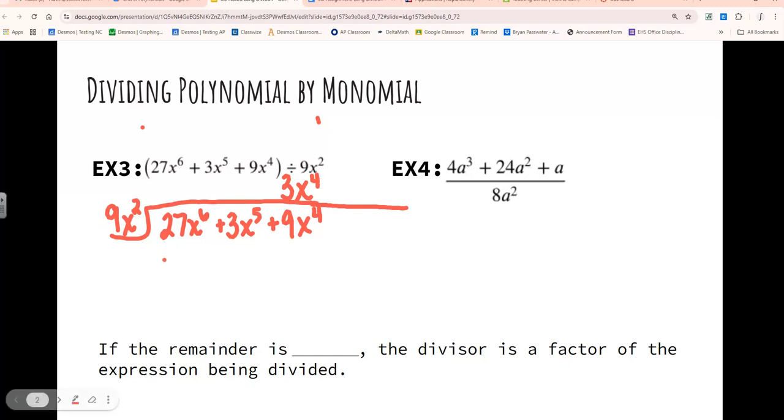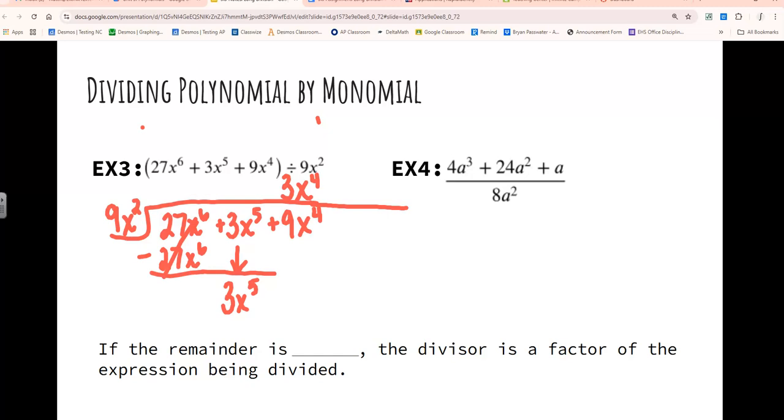3 times 9 is 27. x to the 4th times x squared is x to the 6th, which is what I was wanting to get in the first place, right? So I subtract that. I'm going to just get 0. It cancels out. And then I bring down my 3x to the 5th.